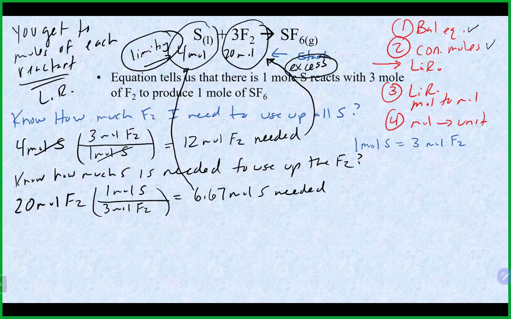Yeah. Wait, I thought you were saying that there's not enough sulfur. We need 6.67 moles to do that, but we only started with 4, right? So 6 is obviously more than 4, so you don't have enough. As opposed to when we looked at the fluorine, we needed 12 moles of fluorine, but we're actually starting with 20 moles, so we got plenty of it, right? We're going to have some left over at the end.